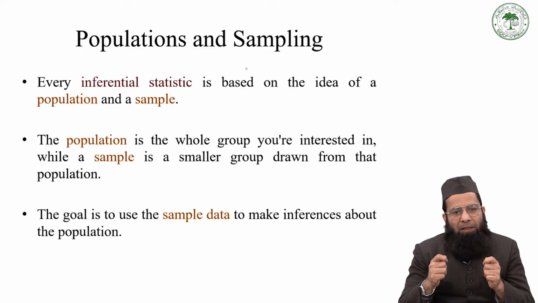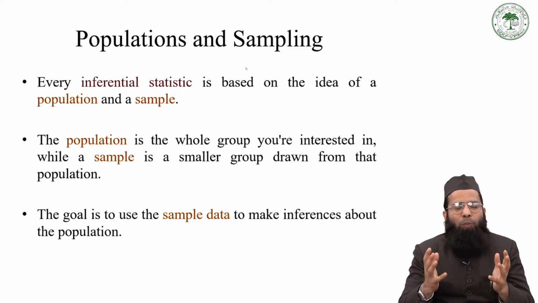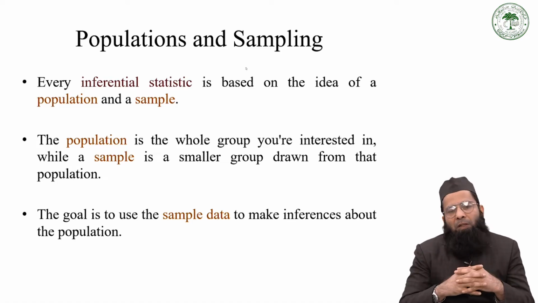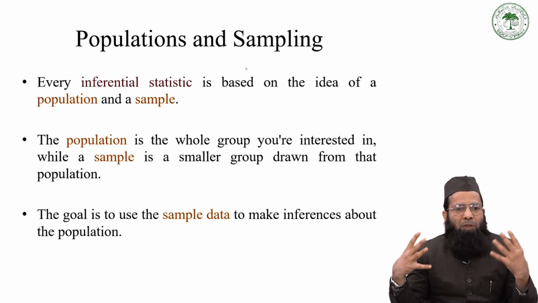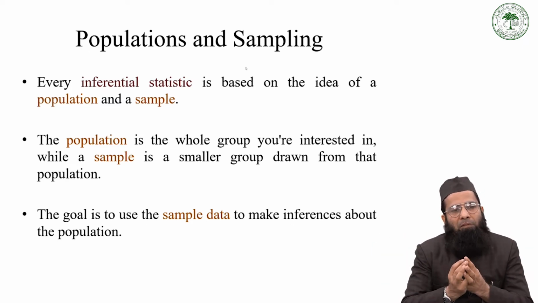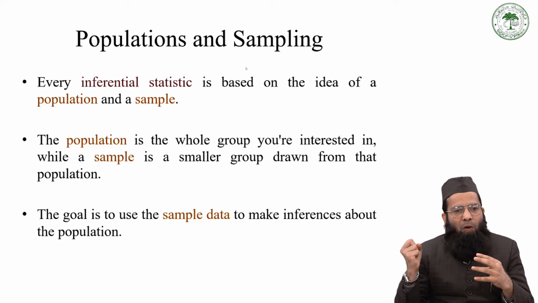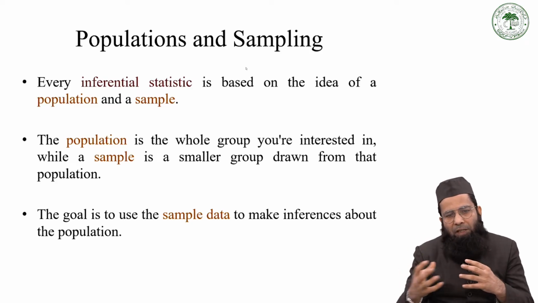Every inferential statistic is based on the idea of a population and its sample. And what is population and what is sample? So the population is the whole group you are interested in. Since in the last example, I was talking about the average of data science professionals, the population is each and every data professional across India. So this is the population. While a sample is a smaller group drawn from that population. So a smaller group, let's say I'm considering Bangalore and then visiting each and every data professional. So this is my sample.